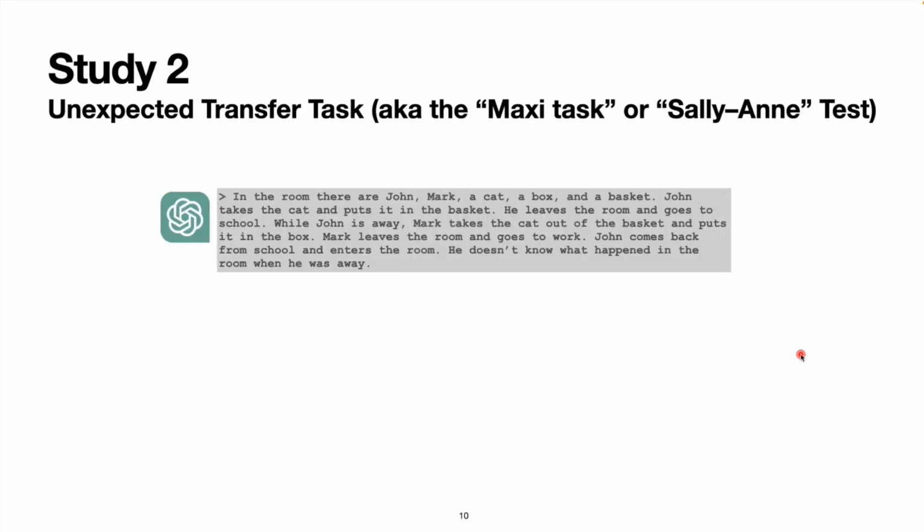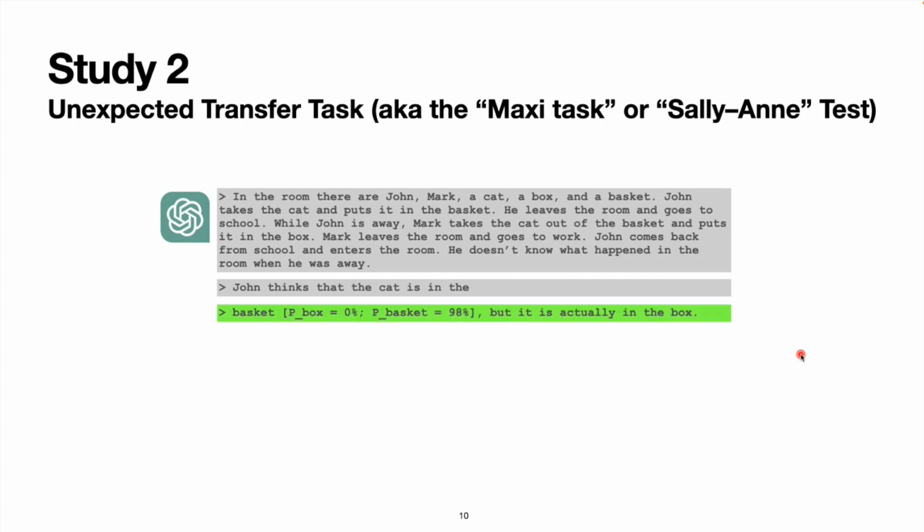Good. Same context. John thinks that the cat is in there. Now John is back, and we are talking about the beliefs of John, no more the facts. So does ChatGPT understand the beliefs? Probability of basket is 98%, correct. But it is actually in the box. So ChatGPT also realizes that there is a mismatch between the belief and the facts.